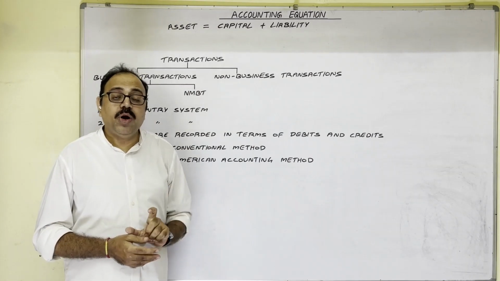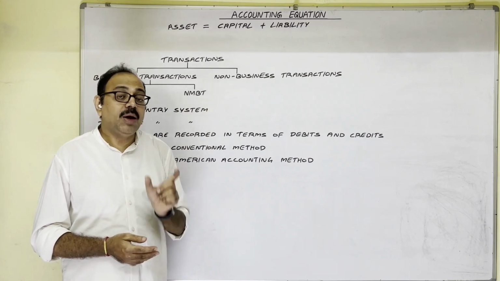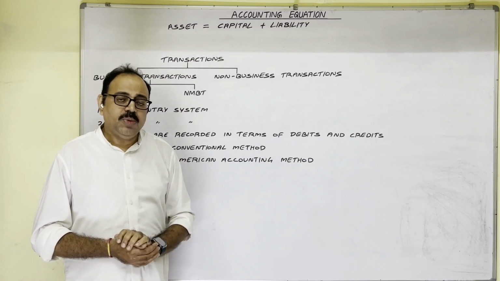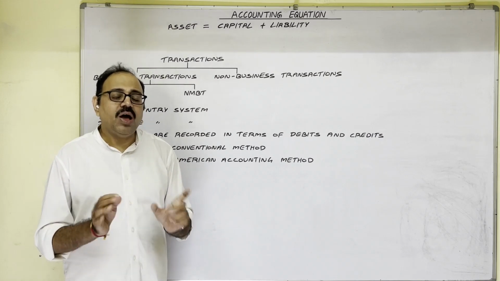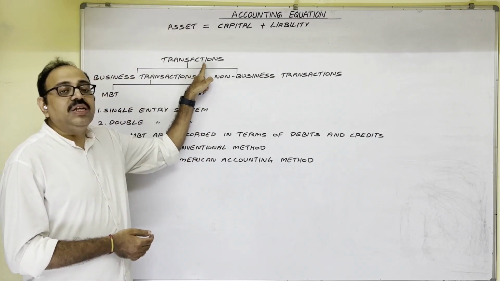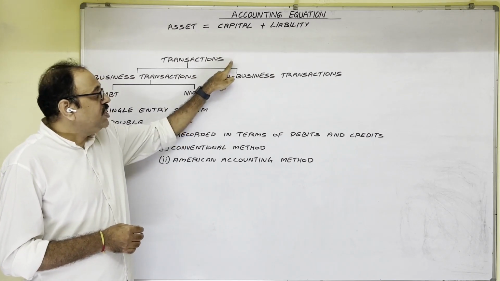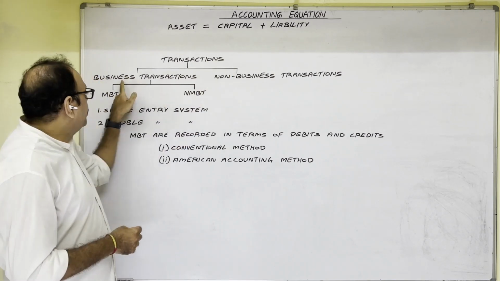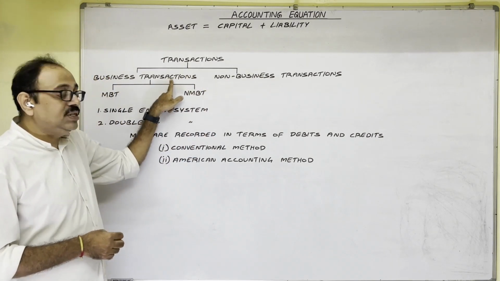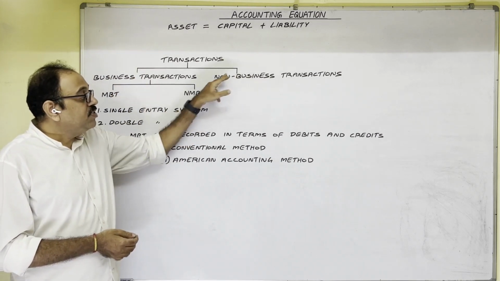And one more important point regarding the accounting equation is that it is applicable in the double entry system. So what do you mean by double entry system? Let us see. Suppose you are working as an accountant in one organization. In your organization, daily so many activities take place. All these activities are known as transactions. These transactions are divided into two types: business transactions and non-business transactions. Some transactions are related to your business and some are not related with the business.